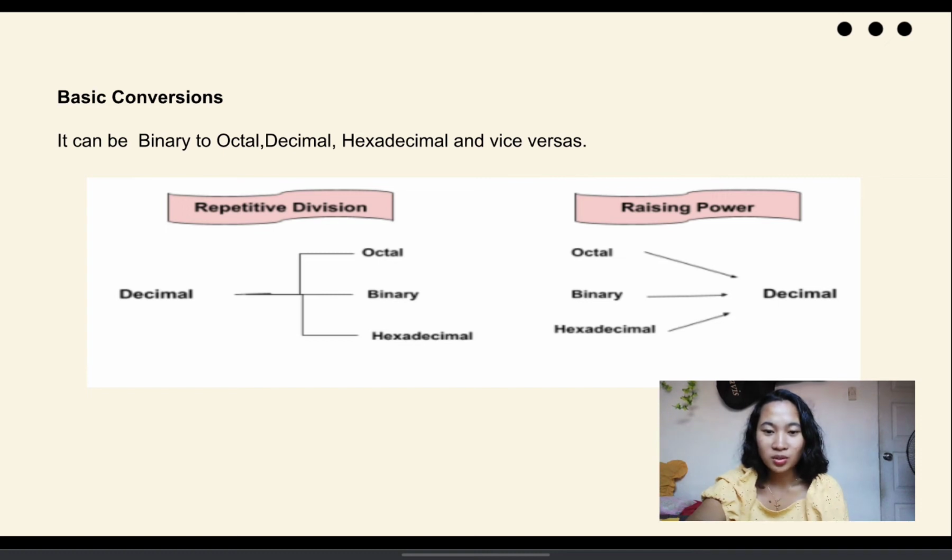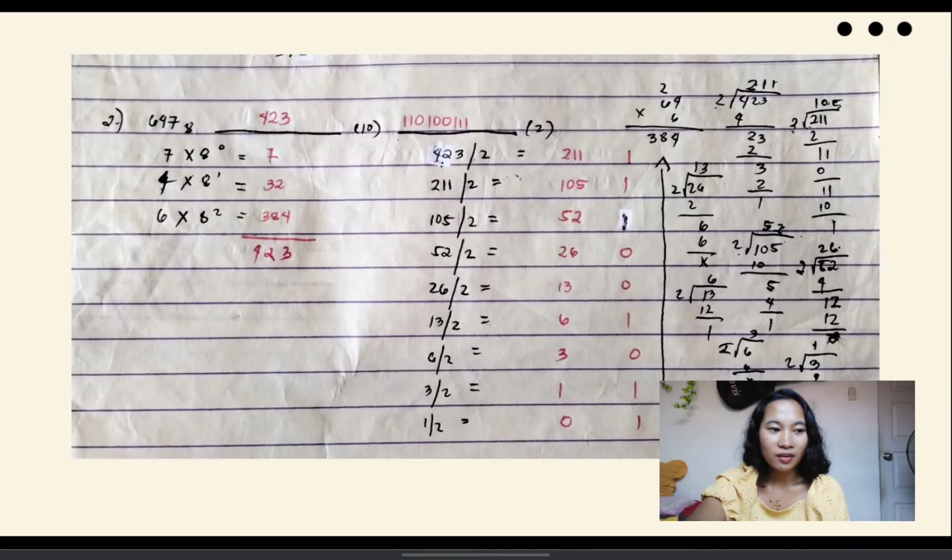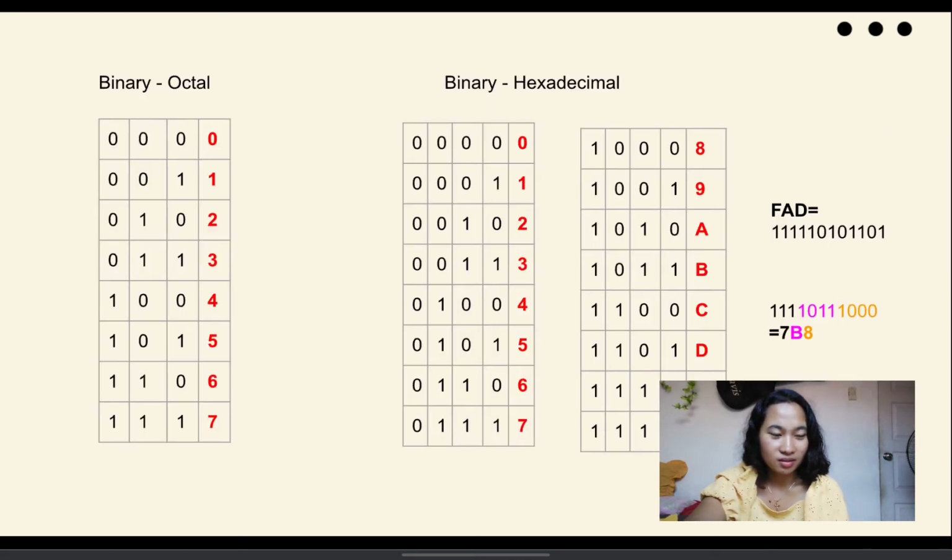We had these activities during our midterms. At first, we used the raising power, and afterwards, we used the repetitive division. We also have an easier way to convert binary to octal and binary to hexa, or hexa to binary, or octal to binary. There are numbers and letters that correspond with binary digits that could help you in solving an item related to hexa or octal.